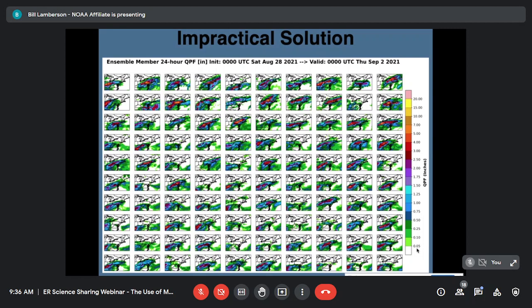If you just glance at this, you can see there's a lot of colors. And so there's probably a heavy precipitation event that's going to occur, but it's really hard to see what the dominant forecast scenarios are and where the most likely area is to get the heaviest rainfall.